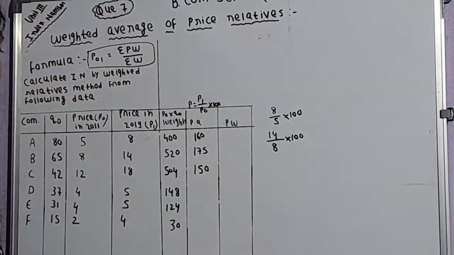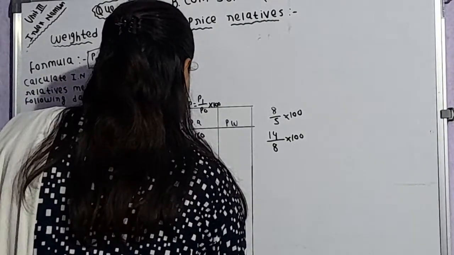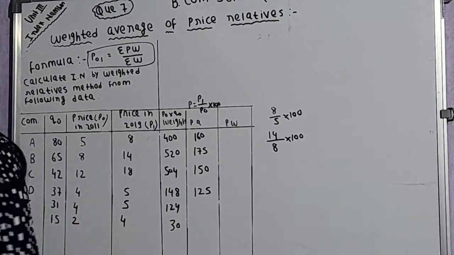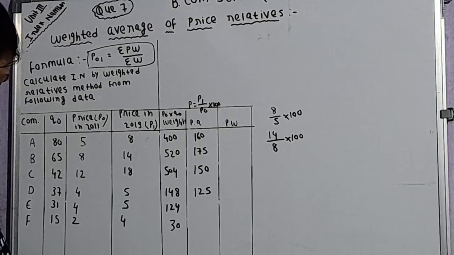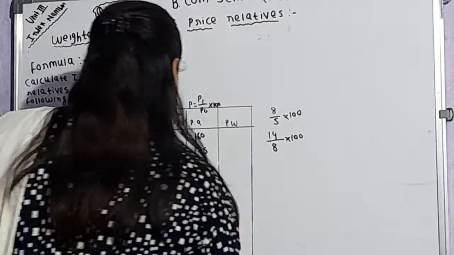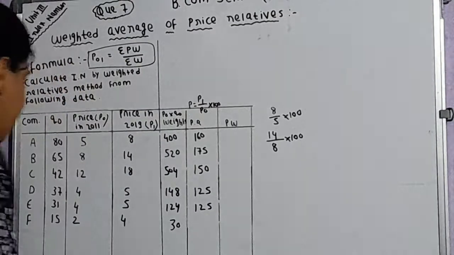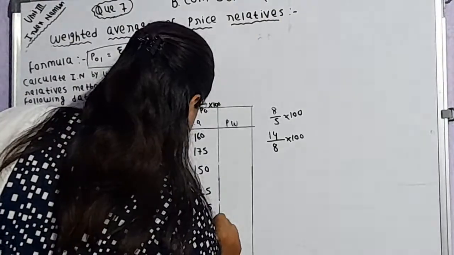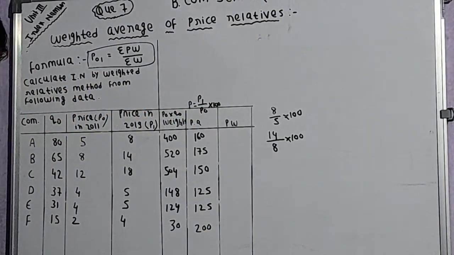After that, for commodity D, it is 5 in current year, 4 in base year, multiplied by 100. So it comes to 125. For commodity E, it's also 5 in current year, 4 in base year. 5 divided by 4 multiplied by 100 comes to 125 again. And for commodity F, it is 4 in current year, 2 in base year, multiplied by 100. So it comes to 200.